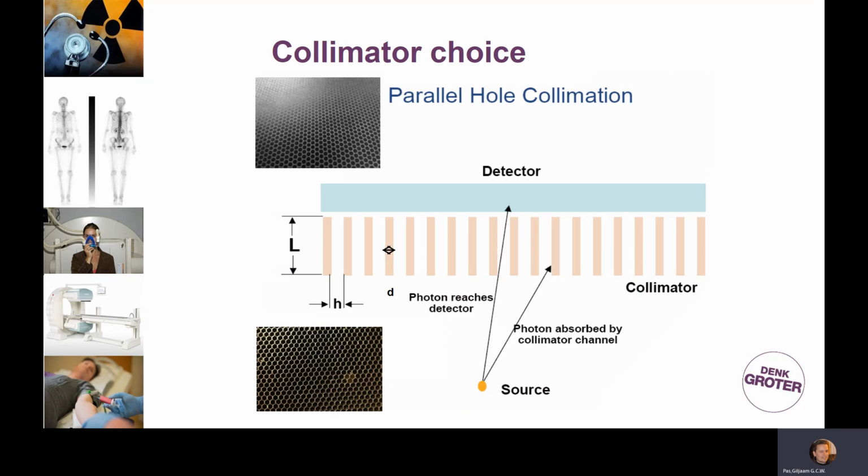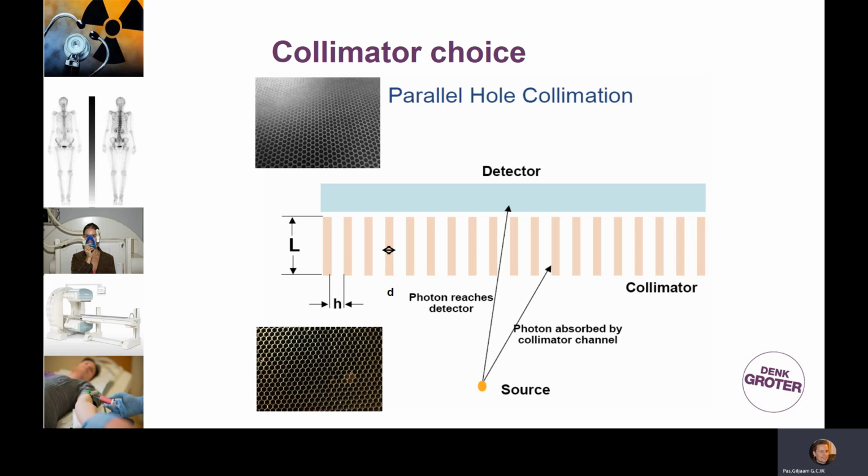But today, the collimator. We look at a parallel hole collimator, and it looks like this. We have small partitions, and these are lead walls, and these lead walls have a certain length, a certain thickness, and a certain distance in between the walls. And these lead walls we call septa.